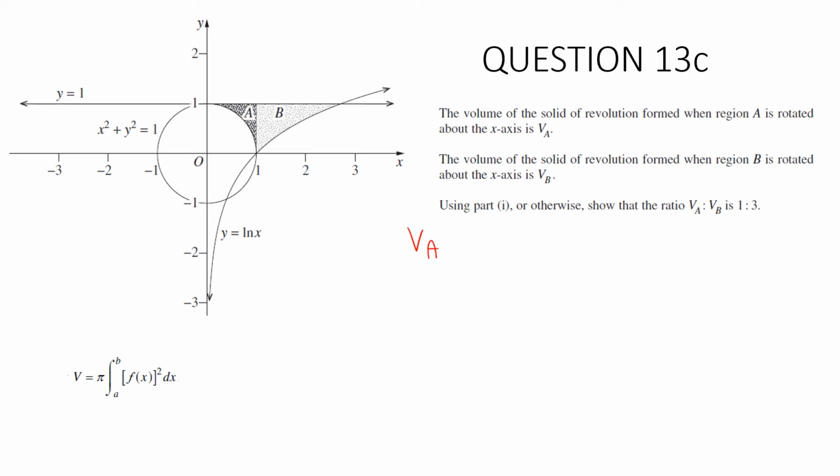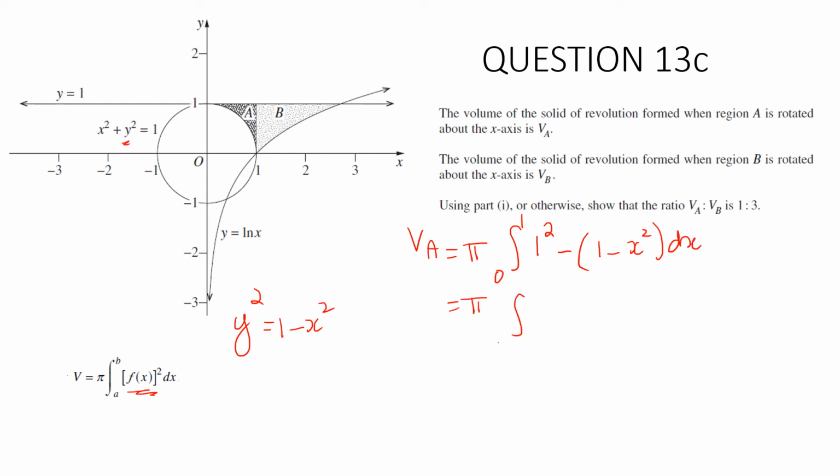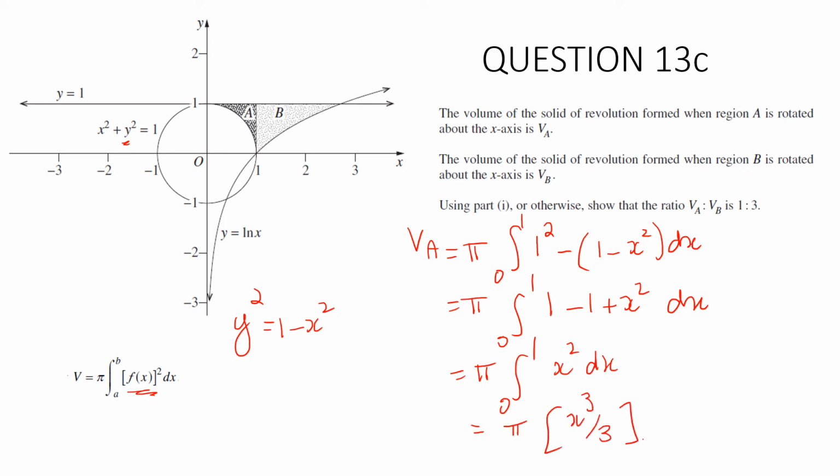So volume A will be pi integral between 0 and 1 of 1 squared take away f of x squared, which in this case is y squared, and y squared is equal to 1 minus x squared. I'm going to put brackets in. 1 minus (1 minus x squared) dx is equal to pi integral of x squared dx, which when we integrate is going to give us x cubed on 3 between 0 and 1, and when we substitute our limits in, we're going to get 1/3 take 0, so it's 1/3 of pi, which is pi over 3.